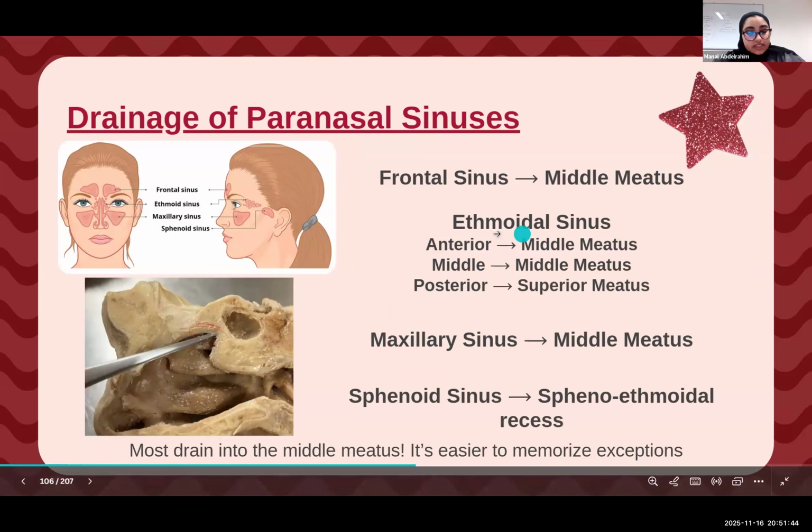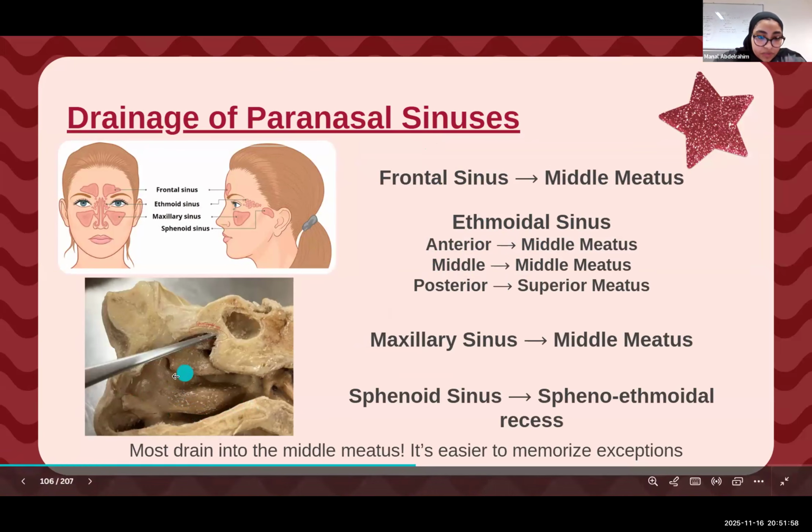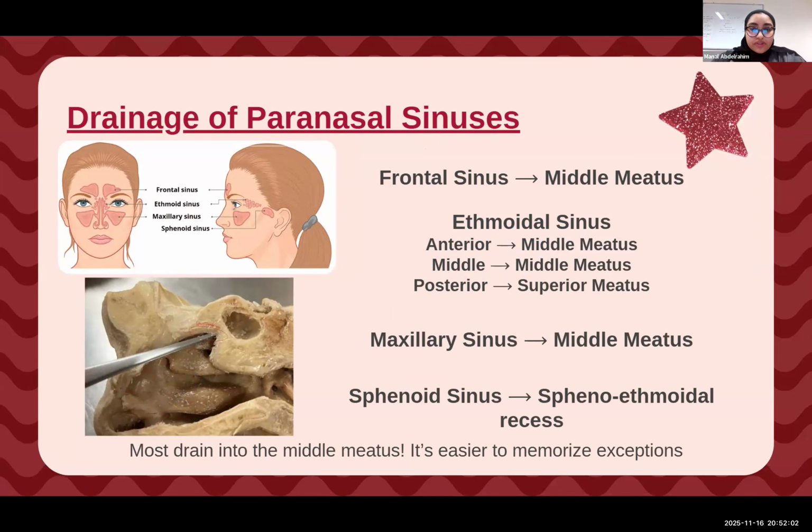We have the ethmoid sinus. It has different parts, and the different parts drain into different meatuses. You don't really need to know the different parts or where they're located, just know which one drains where. The anterior and the middle both drain into the middle meatus here. The middle meatus is kind of like the big boss of meatuses because most things drain into it. We have certain exceptions that don't drain there. The posterior drains into the superior meatus, this part here.